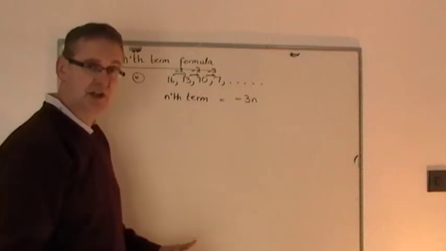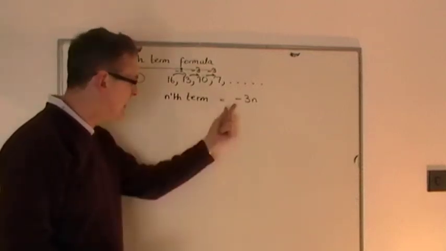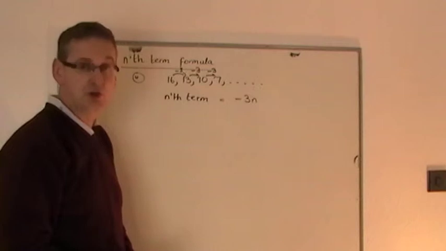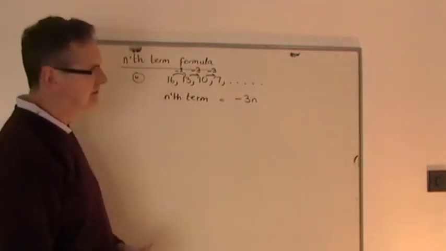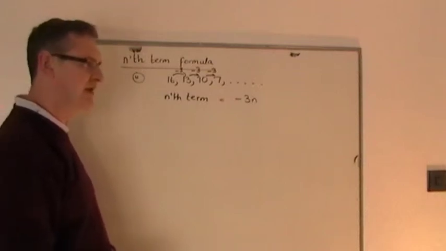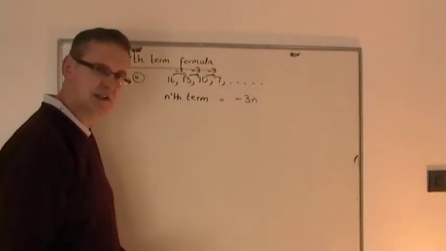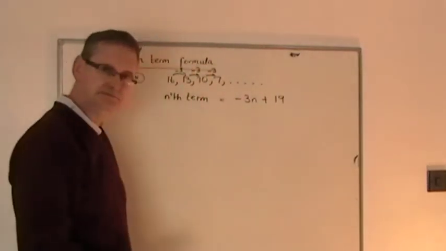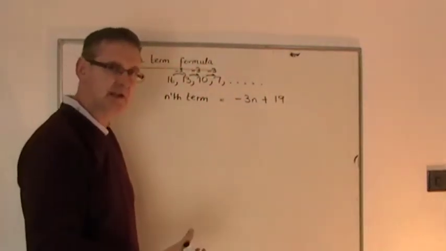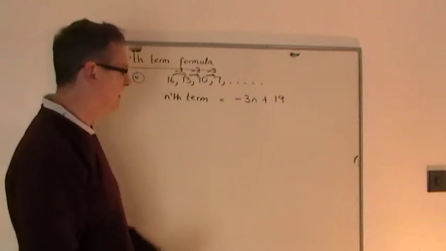Now just do the same sort of thing. To find out the first term, you'd say minus 3 times 1. It should be minus 3. Well, it's not. It's 16. Right, so okay, minus 3. What do you have to do to minus 3 to turn it into 16? You have to add 19 to it. Minus 3, add 19 gives you 16. And that's it, that's the formula.